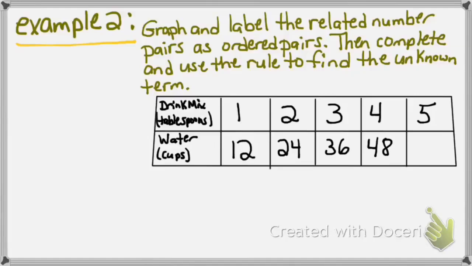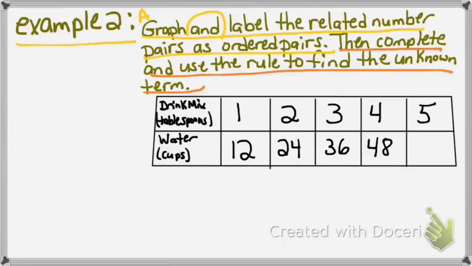Okay, example number 2, it just gives me a chart, and it says, graph and label the related number pairs as ordered pairs, then complete and use the rule to find the unknown term. So it's really just giving me 2 things to do. The first one is graph and label the related number pairs as ordered pairs, so I need to graph and label it. That's part A. Then part B is going to be then complete and use the rule to find the unknown term. That's part B. Since I have the table in front of me and I do know how to find the rule and complete the unknown term, I'm going to do that actually before I graph it.